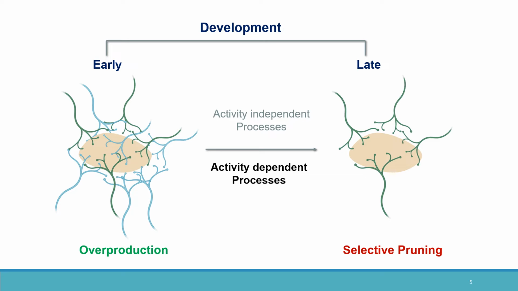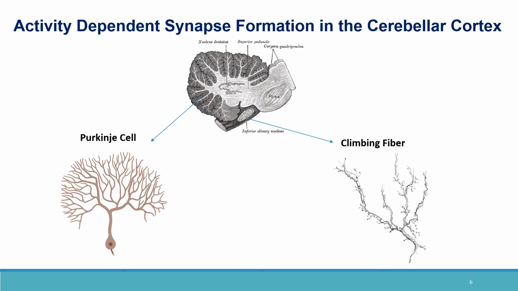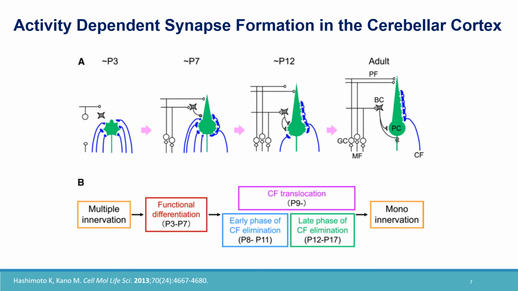The second mechanism of pruning involves activity-dependent processes. One example of activity-dependent synapse formation is the synapse formed between Purkinje cells of the cerebellum and climbing fibers originating from the inferior olivary nucleus of the superior medulla. The synapse formation proceeds in 4 steps.